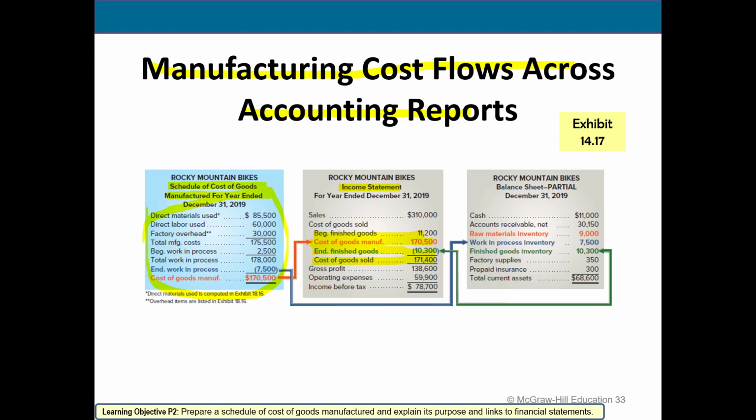And then over here in the balance sheet, we have our 3 inventory accounts. And notice that the finished goods inventory is also part of the income statement to get the cost of goods sold.